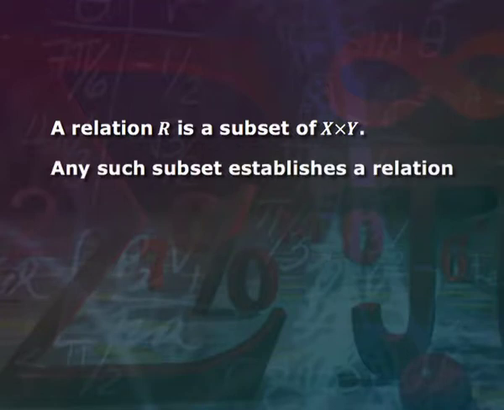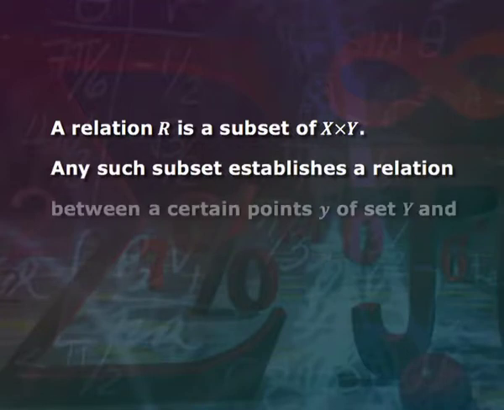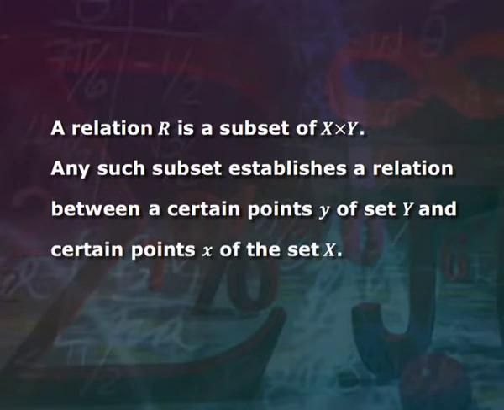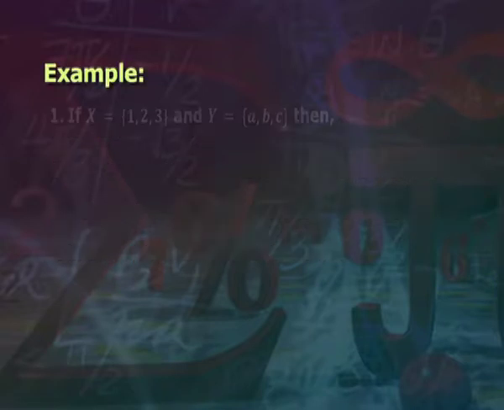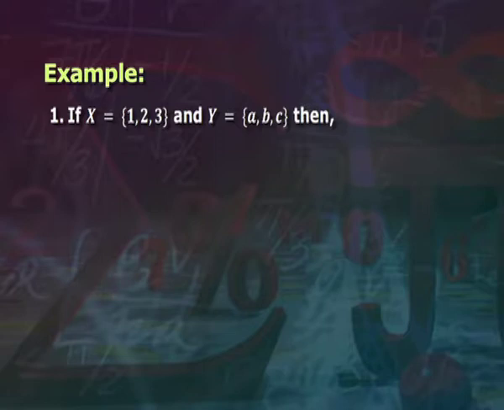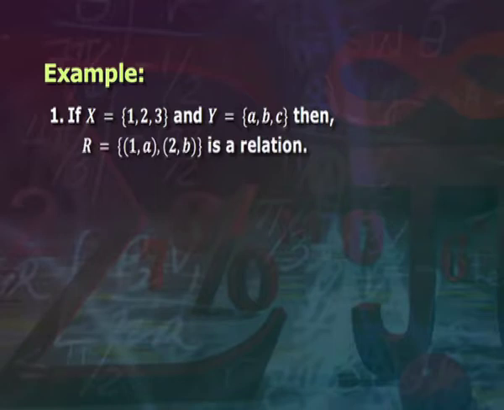Any such subset establishes a relation between a certain point y of set Y and certain points x of the set X. As for example, 1. If X is equal to {1, 2, 3} and Y is equal to {a, b, c}, then R is equal to the set of ordered pairs {(1, a), (2, b)} is a relation.